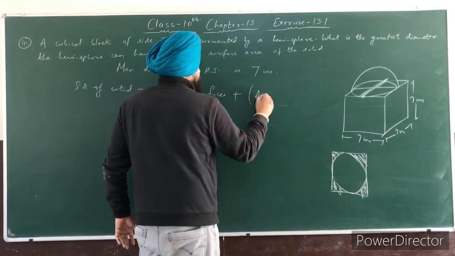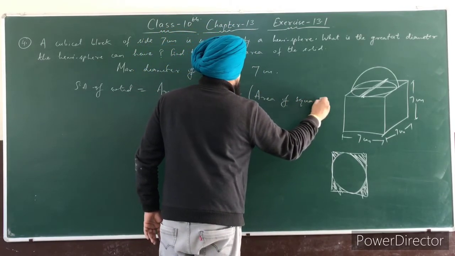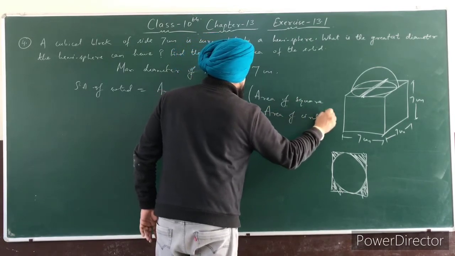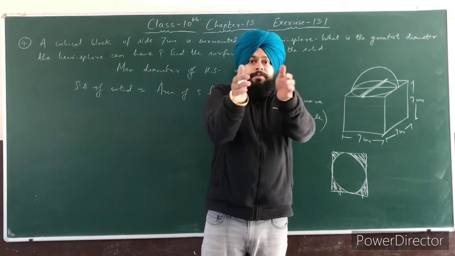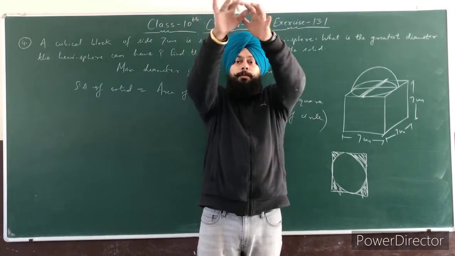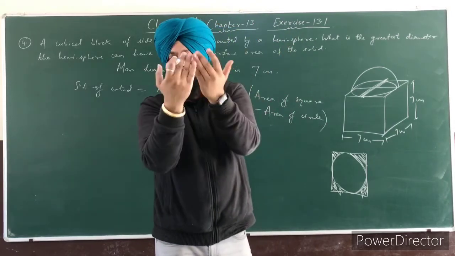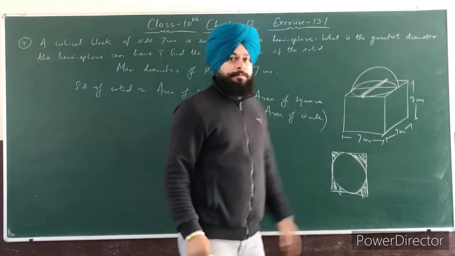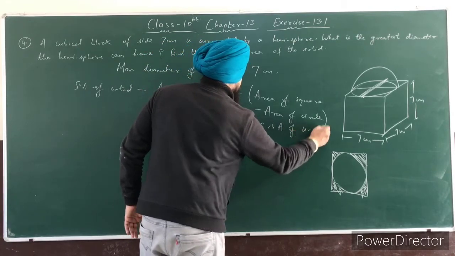So right here, area of square minus area of circle. Now the hemispherical portion is raised on the top of the cubical block. It means you have to find its curved surface area. We have to find the curved surface area of this hemispherical portion. Alright. Curved surface area of hemisphere.